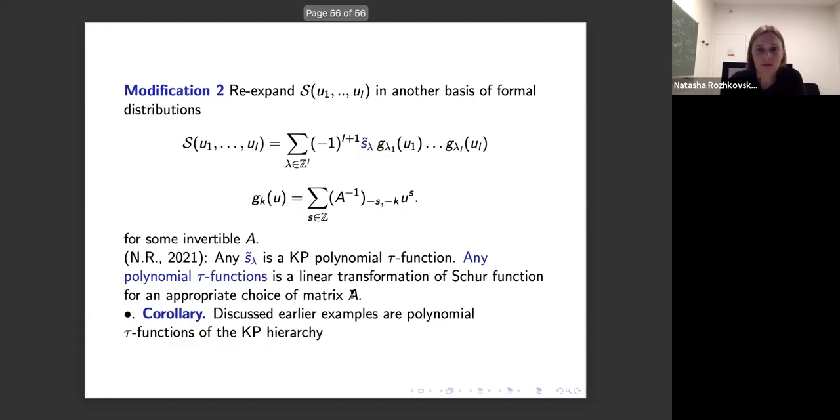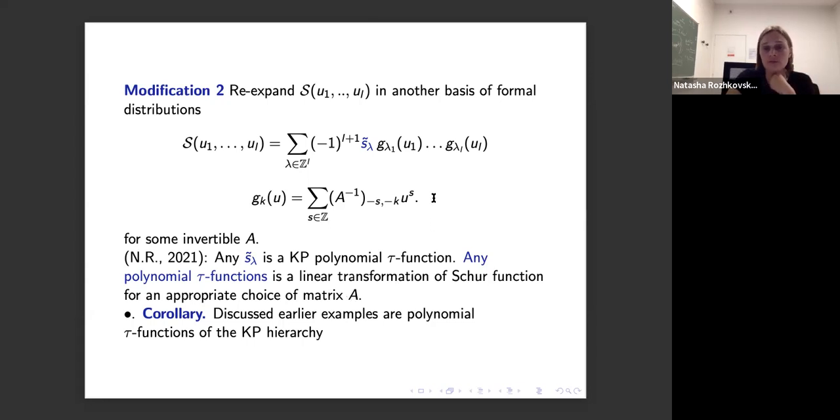And the other way is related to what we did today. Namely, we again take the generating function for Schur symmetric functions, but re-expand it in a new basis. Instead of u to the power lambda, you take some formal distributions. You get coefficients, and these coefficients are going to be polynomial tau functions. And again, any polynomial tau function is going to be a part of the construction which we discussed today. It's going to be a linear transformation of Schur functions for an appropriate choice of matrix A.